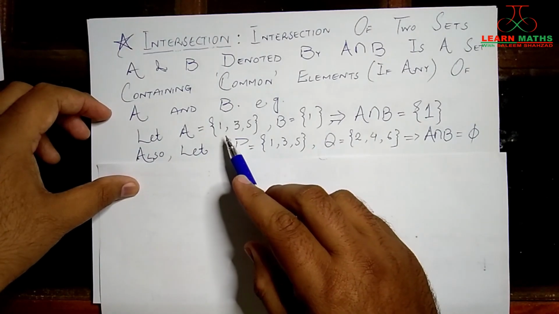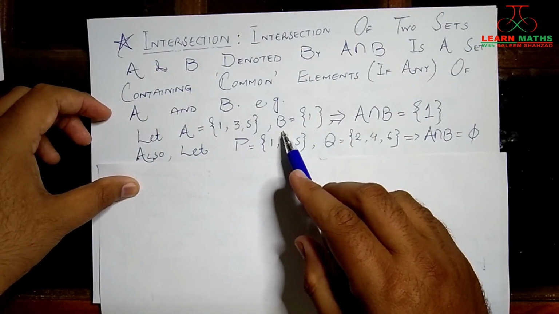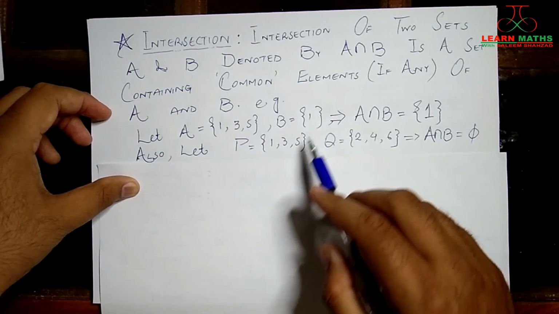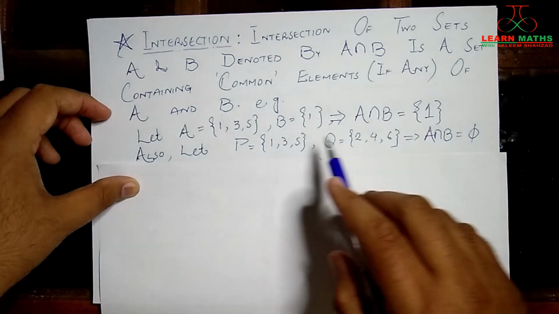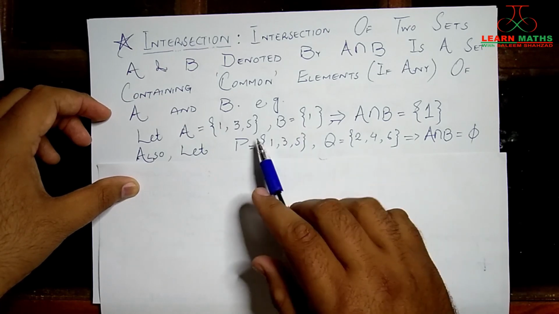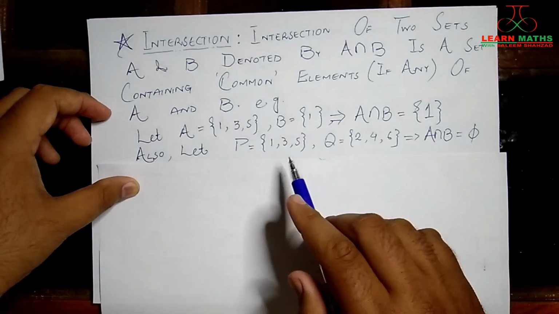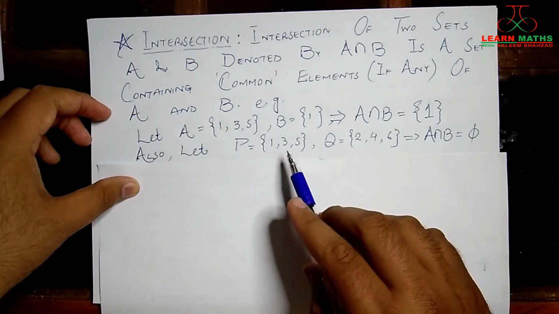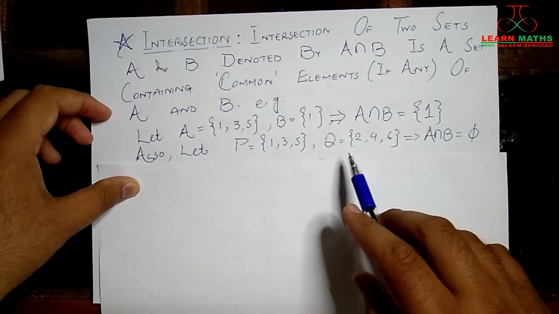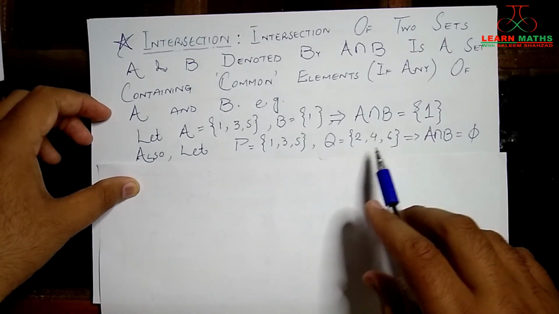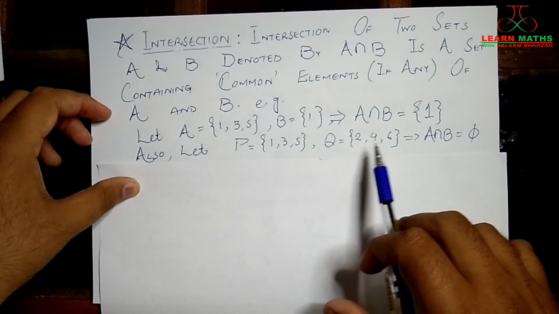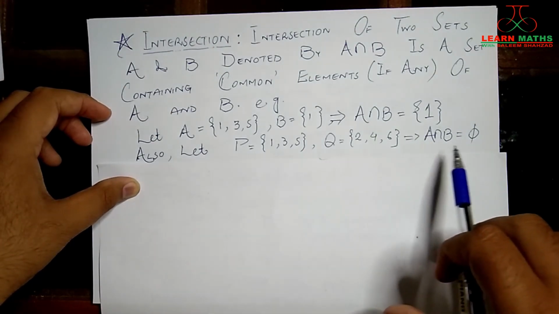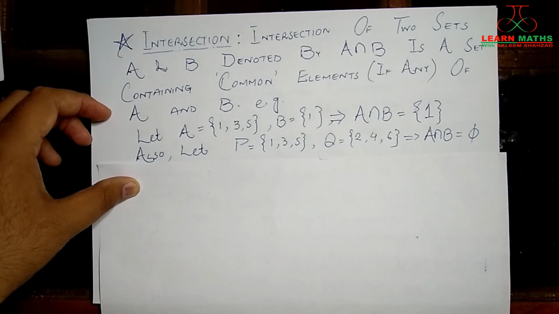Here we have a set A which contains elements 1, 3, 5, and B is a singleton set containing only a single element, that is 1. Then their intersection is 1. Why? Because 1 is the only element which is common between these two sets. If I take one more example, we have a set P which contains 3 elements 1, 3, 5. The other is Q which contains 2, 4, 6. So it's very clear, very obvious that there are no common elements between these two sets, so their intersection will be an empty set.